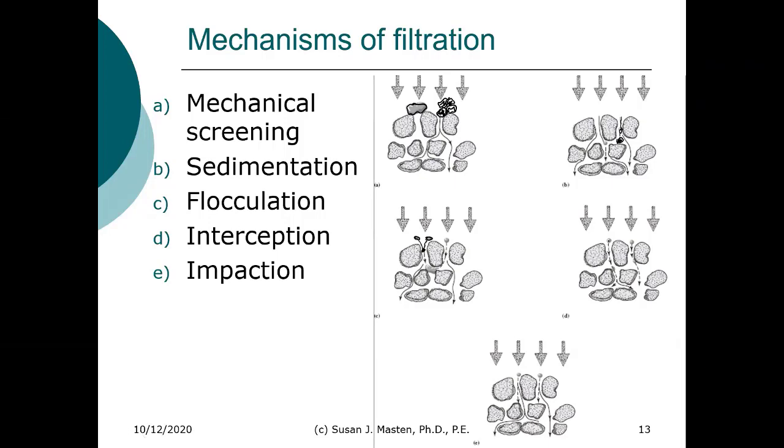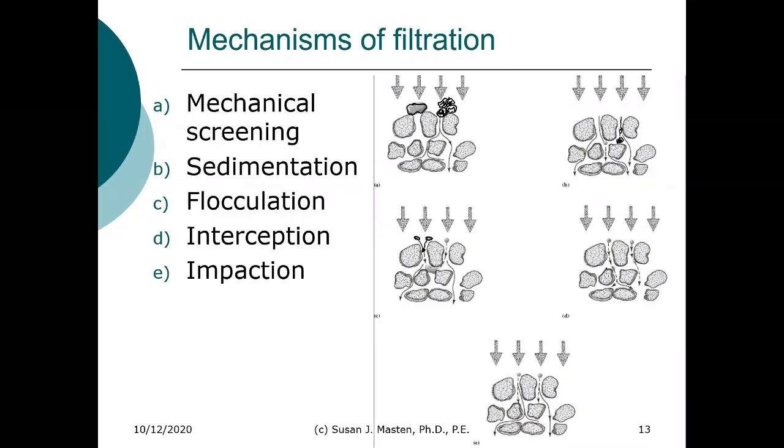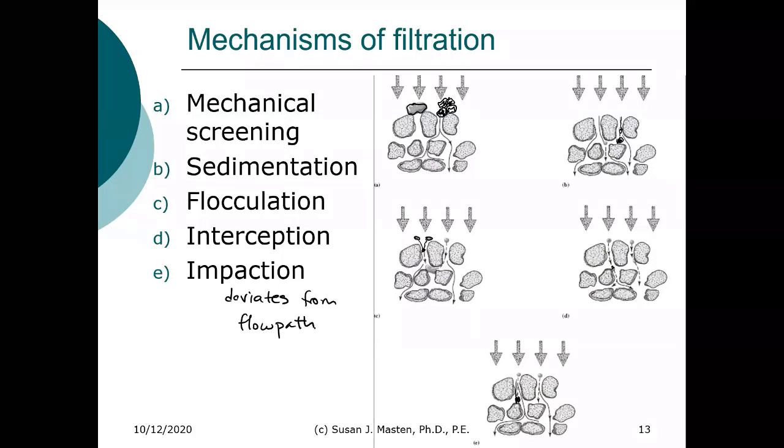So interception means, here's my particle. What happens here is the particle's moving down my streamline, the water has to bend around the particle, and it comes in close enough contact with my particle that it's able to attach. Impaction, my particle deviates from the flow path. So here, the particle is deviating from the flow path. Interception, it's flowing with the flow path. That's really the big difference between those two.